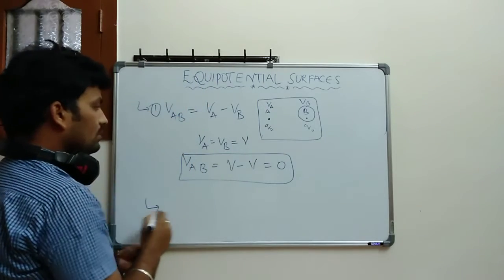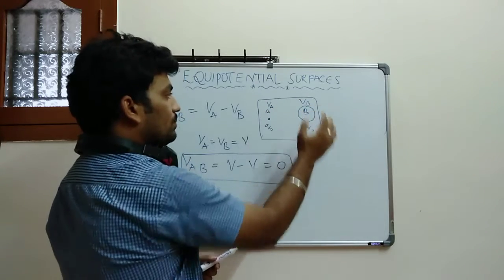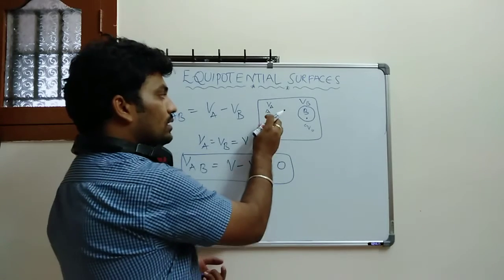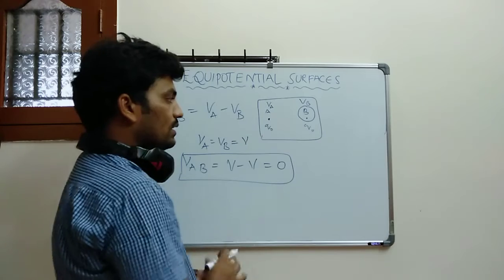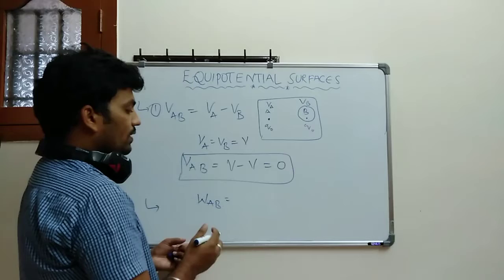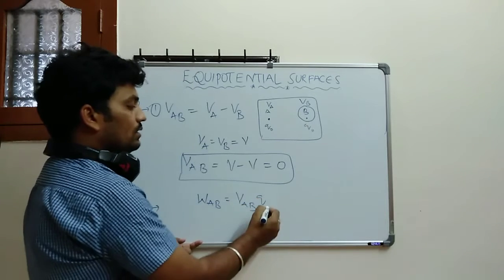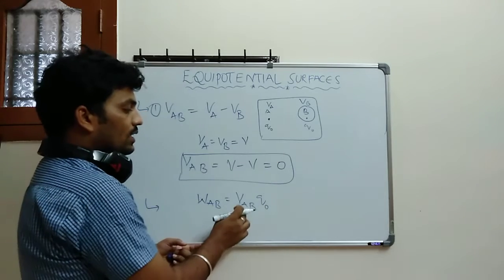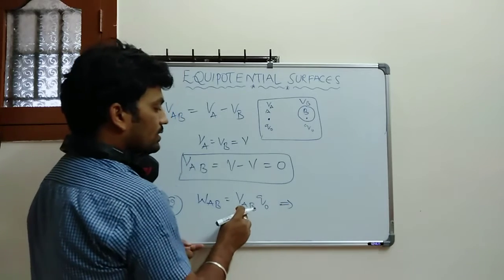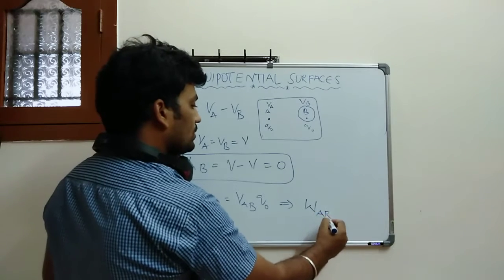What is the second condition? Now you see here, I am doing work because I am bringing this charge from this point to this point, which means definitely there is work done. Some external work I am doing on it. So this external work is related to the potential difference. So the external work WAB is nothing but VAB, the potential difference, into the charge. What is the charge here? Q naught. Since the potential difference becomes 0, the total external work done on this surface is also 0.